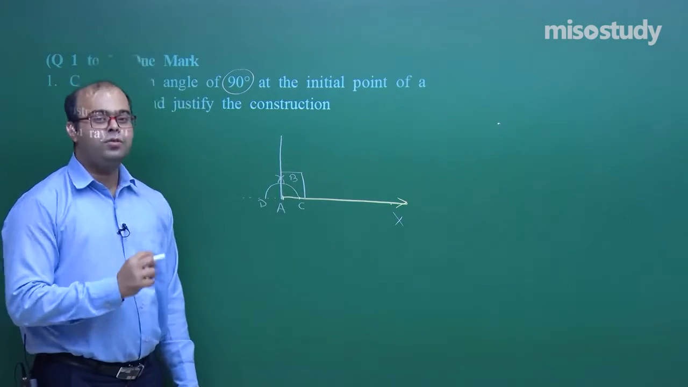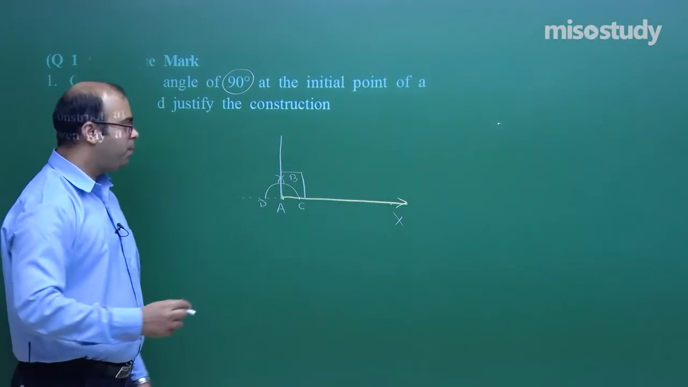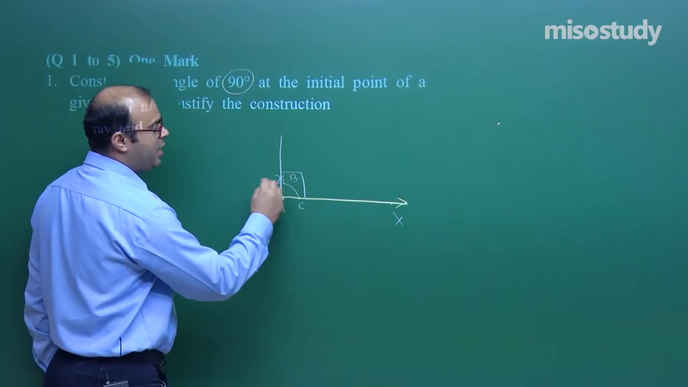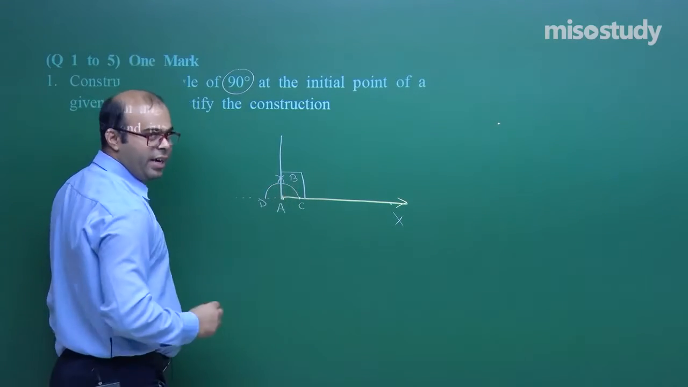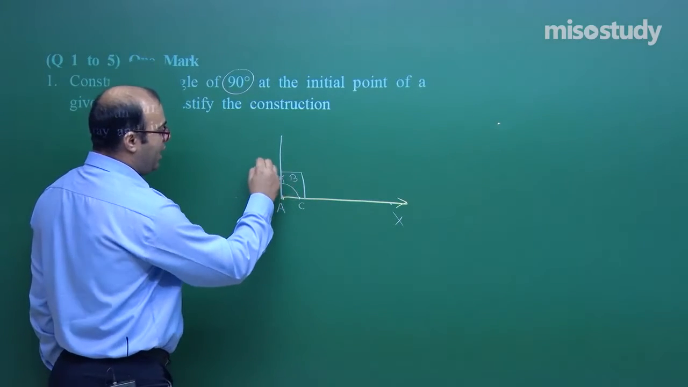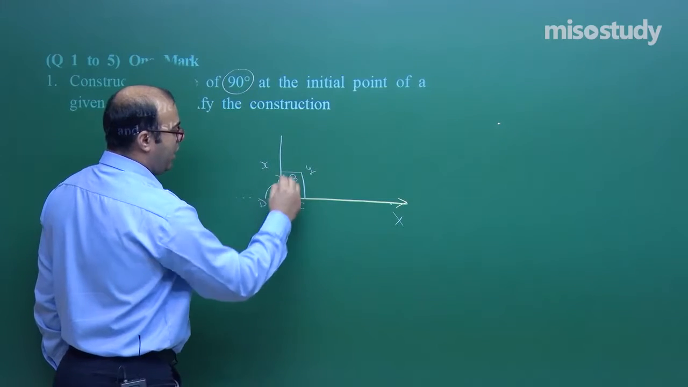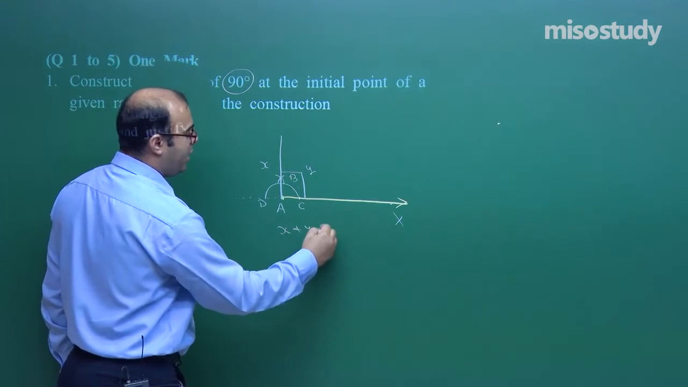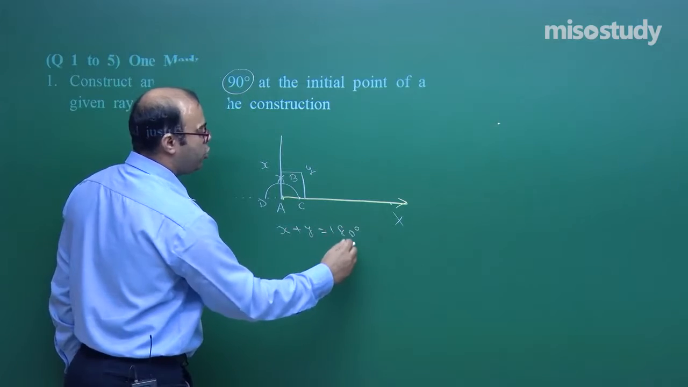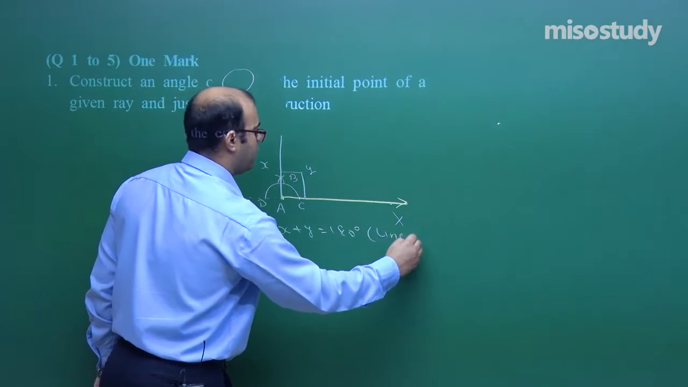Now we have to justify this construction. How do we justify? We know that these two angles are linear pair. Their sum is 180 degree. So sum of this angle X and this angle Y is 180 degree. X plus Y is equal to 180 degree because they are linear pairs.